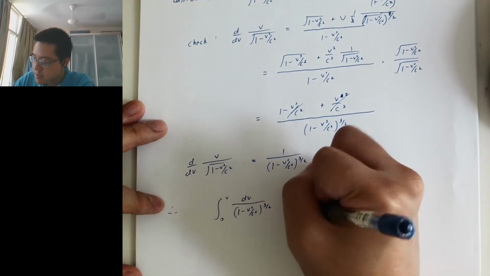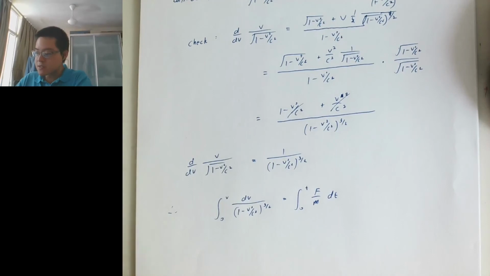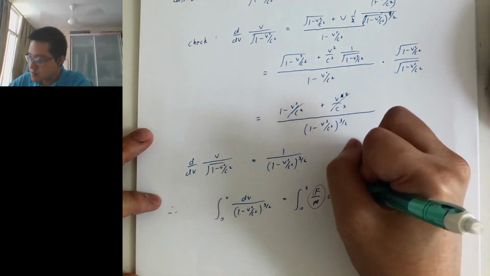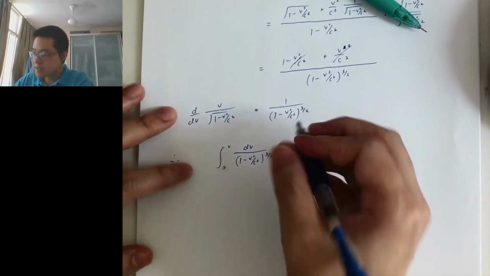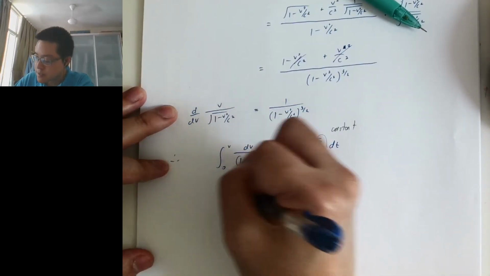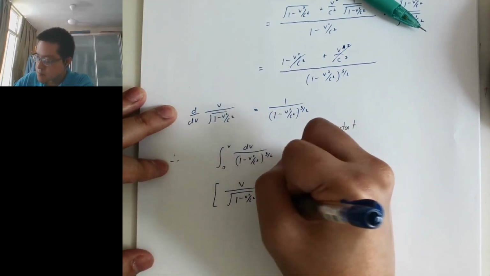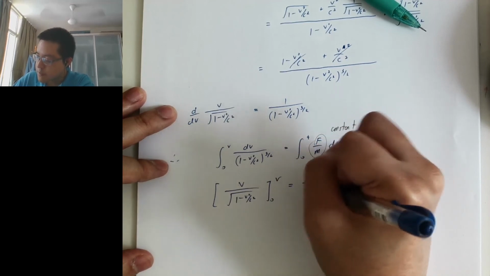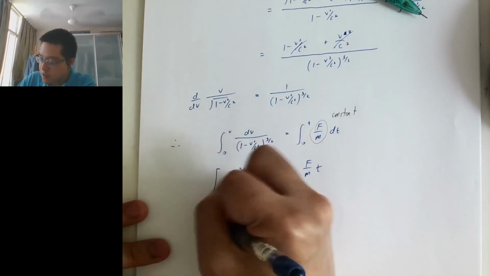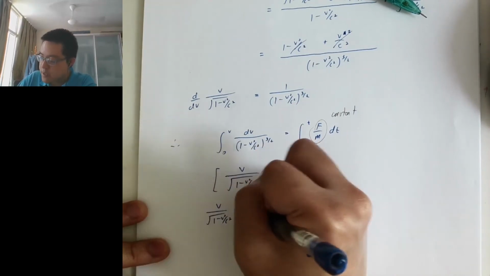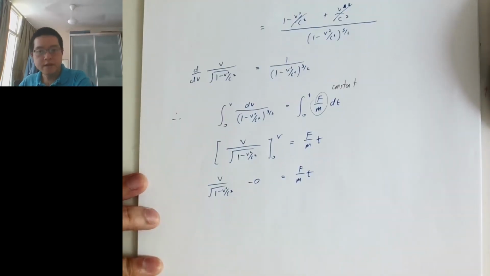On the right hand side is integral from 0 to t of F over m dt. So all this stuff here is constant, right? So on the right hand side, just a t comes out. Okay, and then on the left hand side, it becomes the antiderivative. So it becomes this. And then this is just F over m t. Okay, and then you put in the limit. So when you substitute any arbitrary v, I got v over the square root of 1 minus v squared over c squared. The lower limit is 0, so I got this, and then I got F over m t, right?